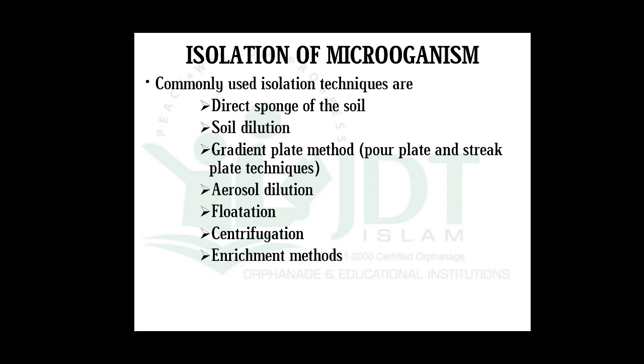Now, how can we isolate the microorganism from these sources? We can use different methods like direct sprinkling of soil, the soil dilution method, by diluting 1 gram of soil, and we have to make from that 1 ml to 10 ml, like that, by using fresh culture media. Then gradient plate method by using solid pour plate method or streak culture method. Then aerosol dilution method, flotation method, centrifugation method, and enrichment method. This enrichment method is an important method for the isolation of microorganism according to the nature of the microorganism.